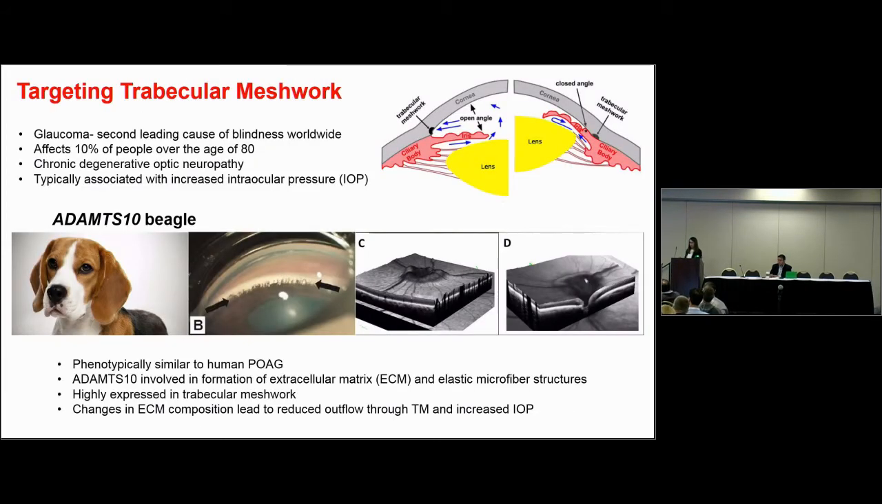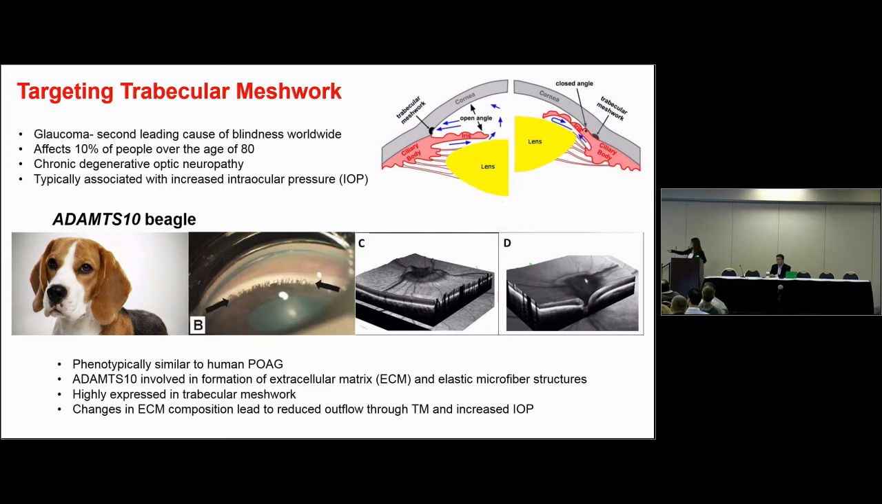Let me go back one second. Just to show you a feature of this dog is what we call optic nerve cupping. As that intraocular pressure rises, it puts pressure on the ganglion cells at the back of the eye and the retina. And when that happens, you get a cupping of the optic nerve head.